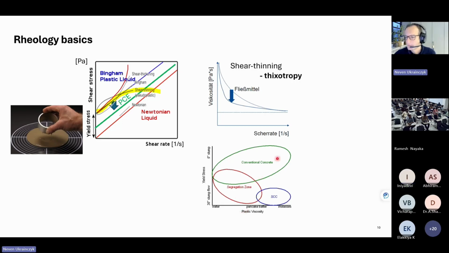So, and here we have different concretes. If this is the range of conventional concrete, this would be the segregation zone where you don't want to be. For example, you have too high viscosity, and then you are actually segregating. So that's why you want to put some viscosity modifiers like cellulose, so that you are increasing the yield stress, but also you are increasing the viscosity, so that you don't have the segregation zone.